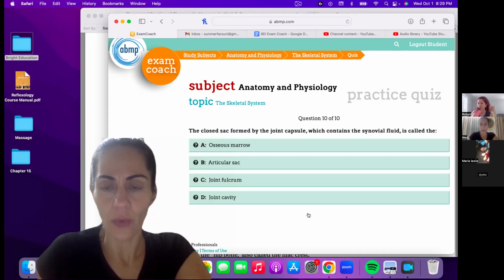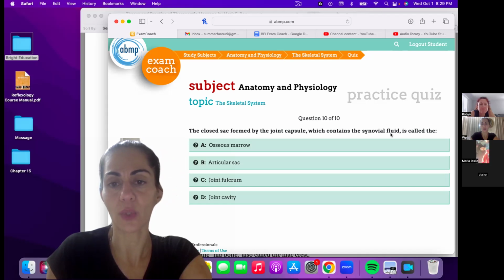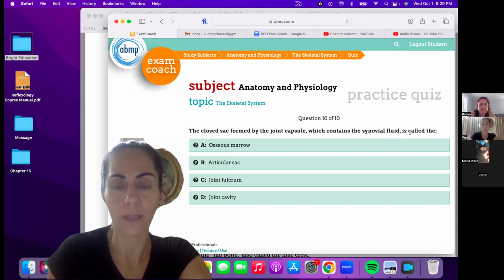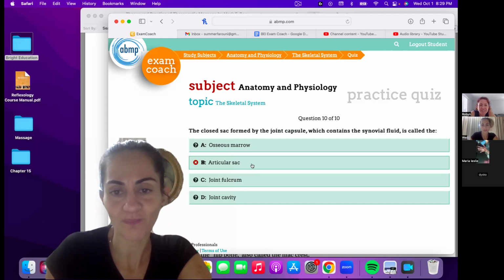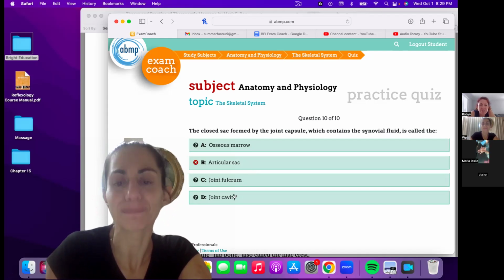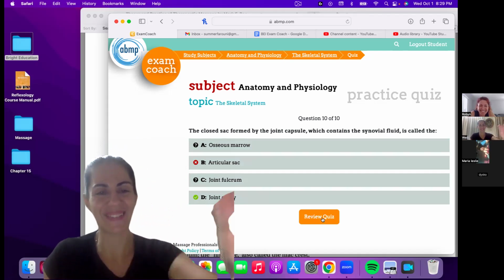Okay, the closed sac formed by the joint capsule, which houses the synovial fluid, is called what? Osteomarrow, articular sac, joint fulcrum, or joint cavity? Well, the only one that says sac is articular, right? I'm thinking it's D, joint cavity, which was my first answer technically. Oh, we should have stuck to your gut.